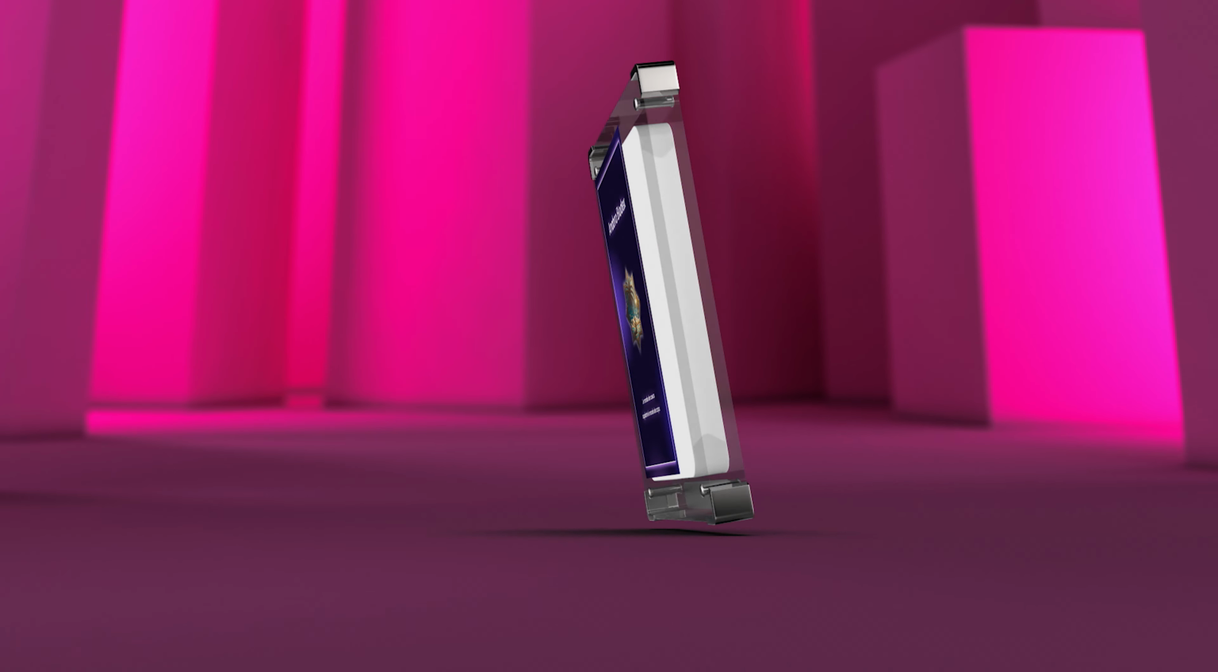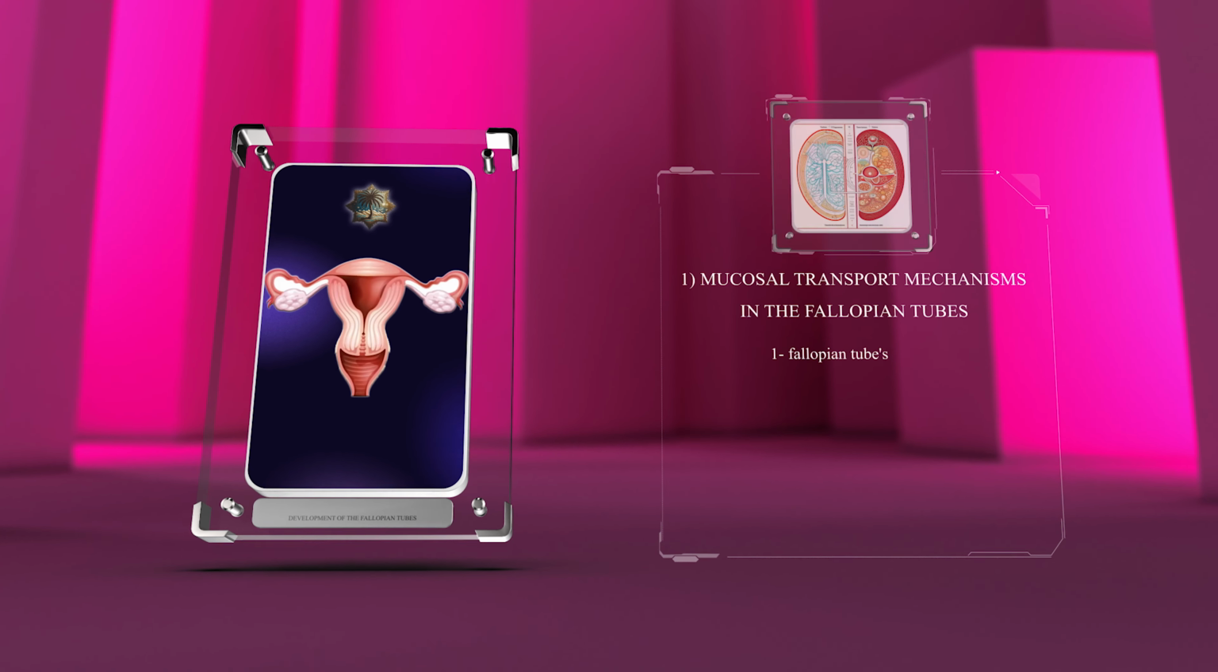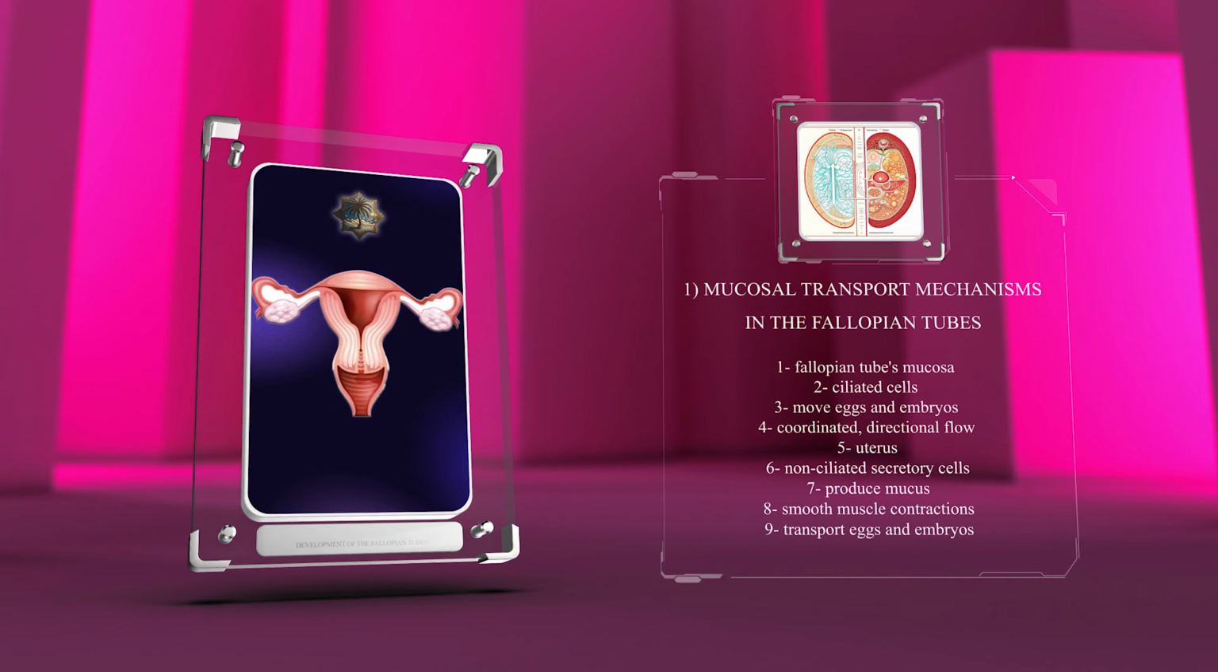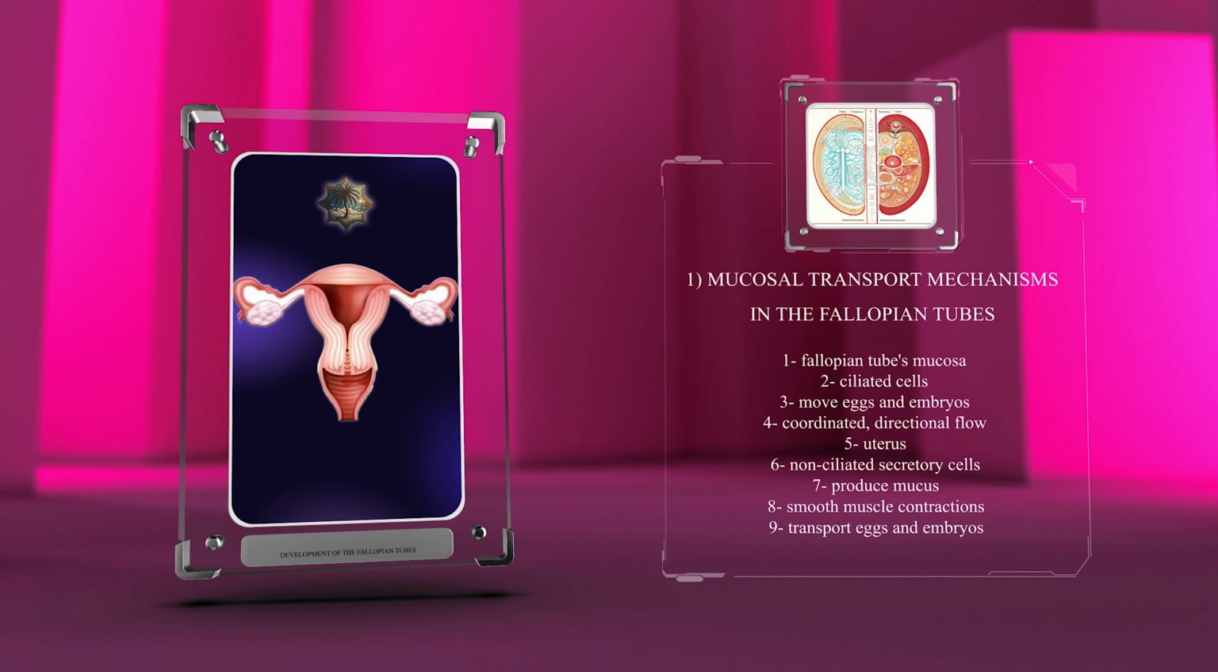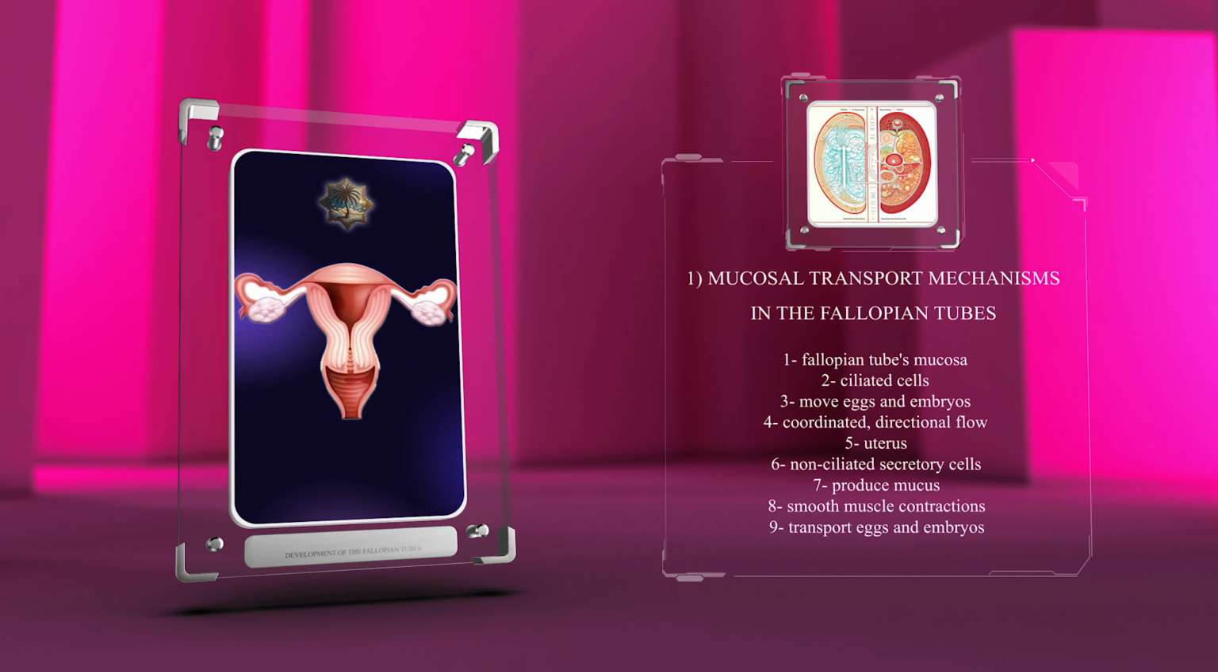The fallopian tube's mucosa contains ciliated cells that move eggs and embryos in a coordinated, directional flow towards the uterus. Non-ciliated secretory cells produce mucus, while smooth muscle contractions aid in the transport of eggs and embryos.